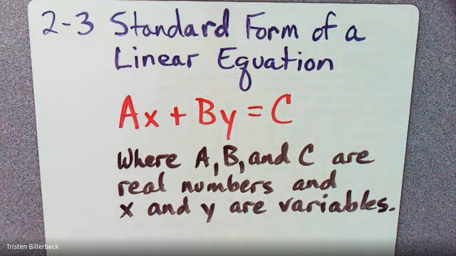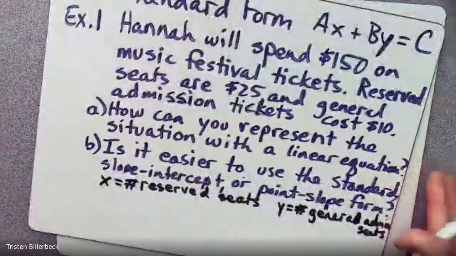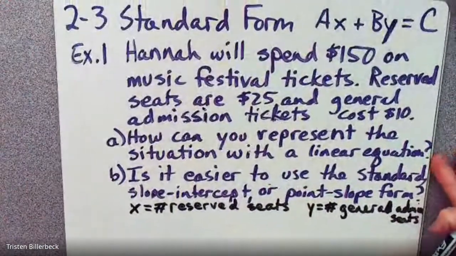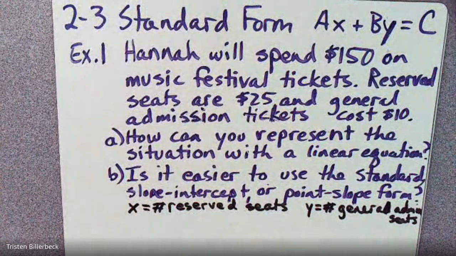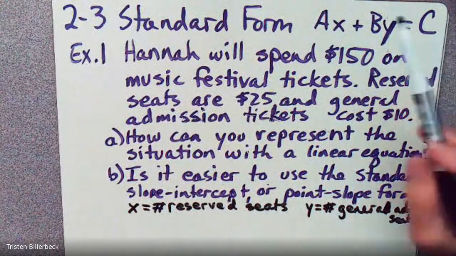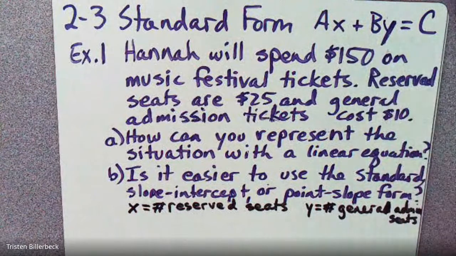So let's look at how we might use a standard form equation. We're used to slope-intercept form, and we've seen point-slope form now. So let's take a look at what standard form ax plus by equals c might be useful for.